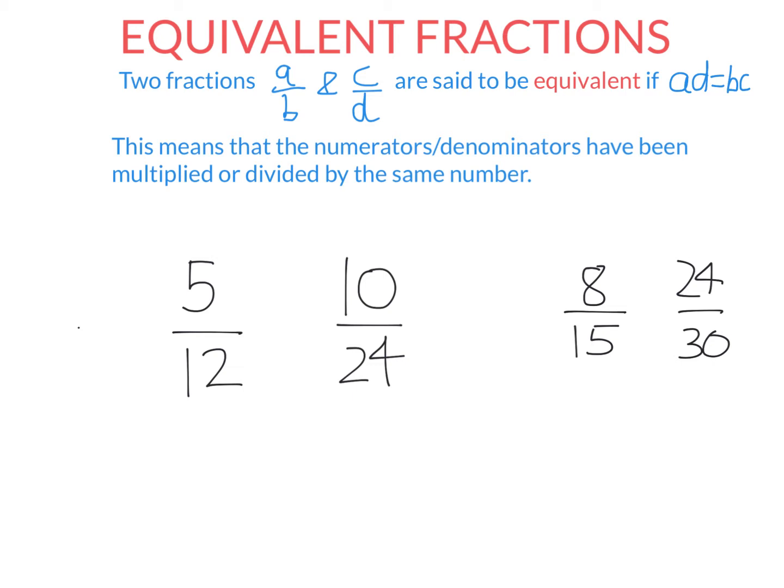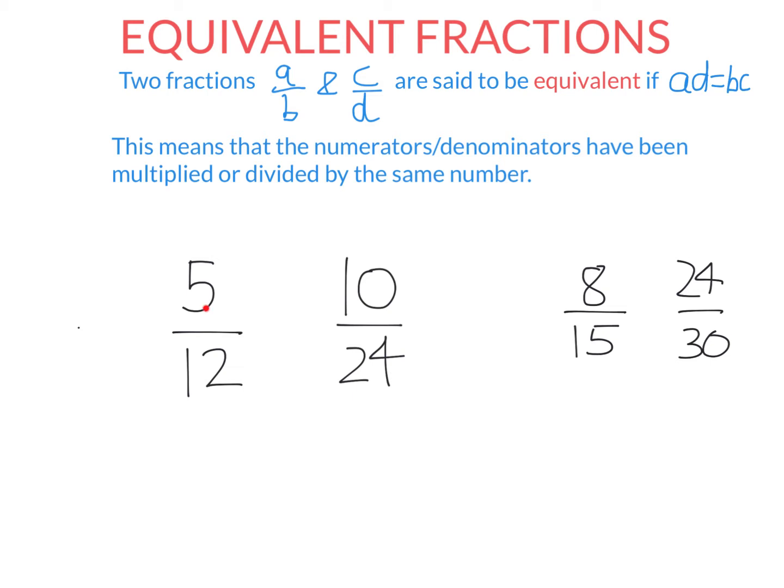So when we say two fractions are equivalent, we mean this times this is equal to that times that. Now that sounds a bit confusing, but what it means in practice is really simple. Two fractions are equivalent if their numerators and denominators have been multiplied or divided by the same number. So what do I mean by that?